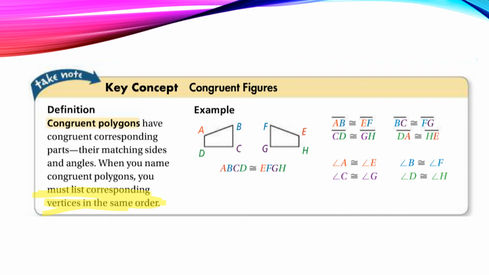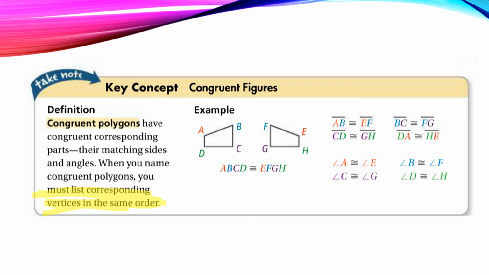And that is on your notes. So angle A is congruent to angle E, angle B is congruent to angle F, angle C is congruent to angle G, angle D is congruent to angle H, and then all of your segments are also congruent.